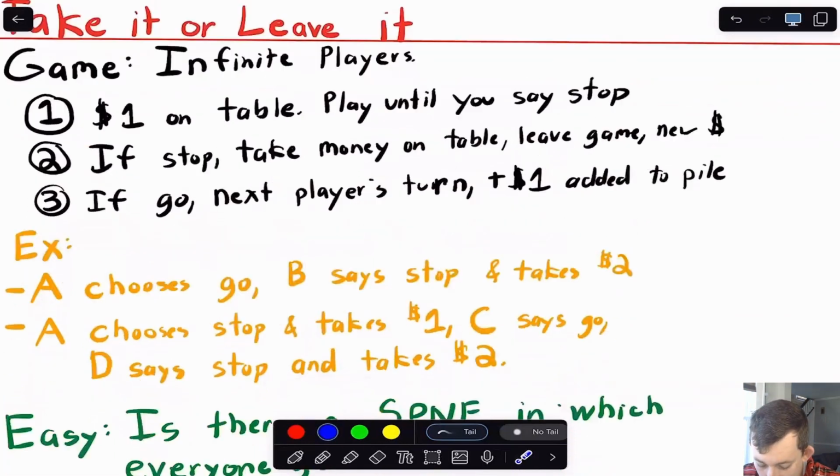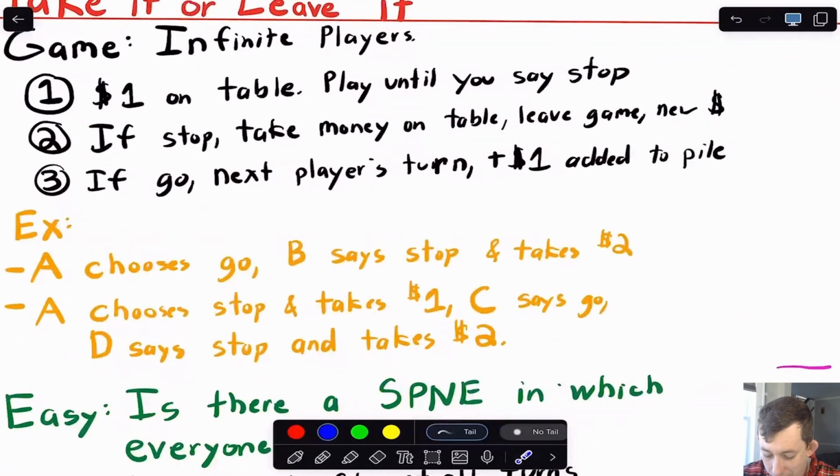So, for example, if A chooses go, and B says stop, B takes the $2, then it's A's turn because A is still in the game. So maybe A chooses stop and takes the $1, and so now A is gone and player D steps in. So now it's player C and player D. If player C says go, player D says stop and takes $2, and then player E is going to step in and play with player C.